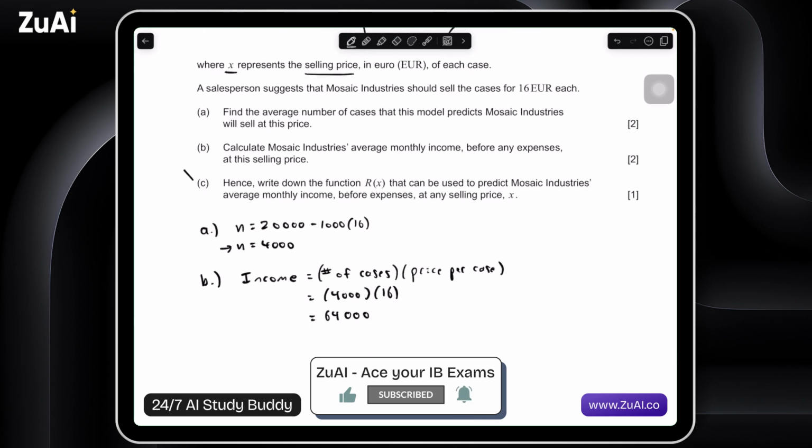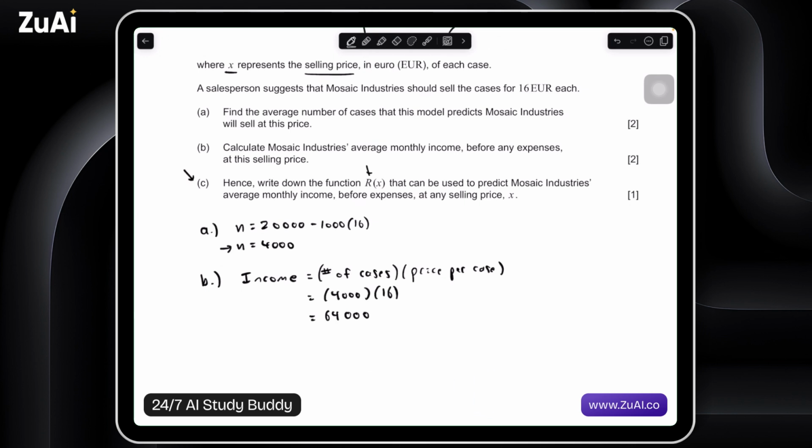Alright, now we're getting into a little bit of heavier algebra. Hence, write down the function R(x), or revenue as a function of the sale price, that can be used to predict Mosaic Industries' average monthly income before expenses at any selling price. So let's work that out. We still have this formula right here. The income they'll earn will still be made up of the number of cases times the price per case. So let's write out this equation.